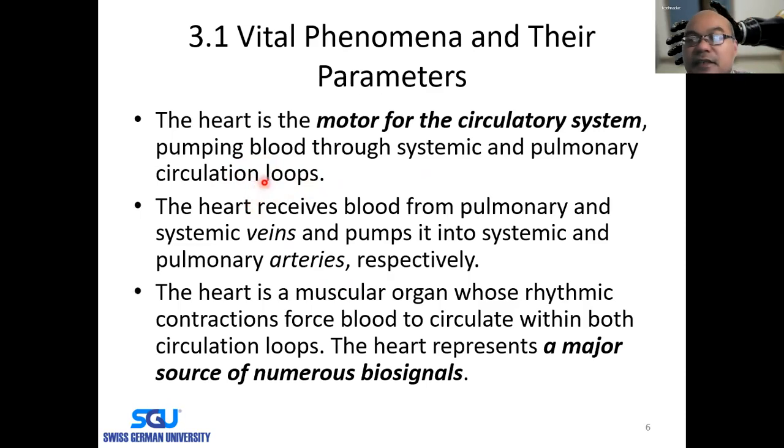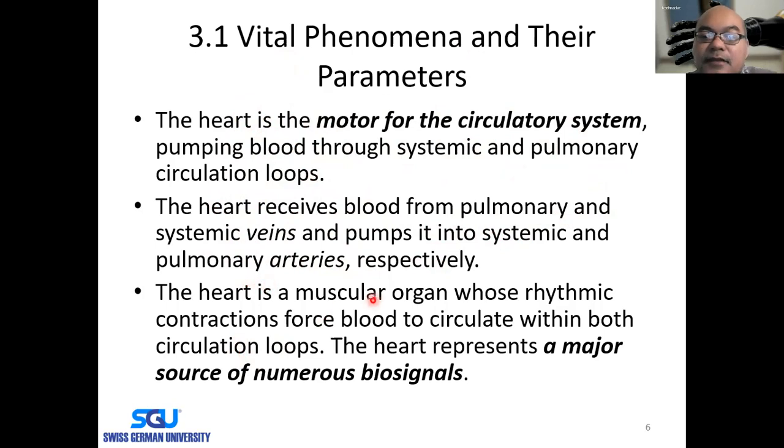So this relates to vital signs. The vital signs indicate whether a person is alive or not. The heart is the motor for the circulatory system, as we have learned from the previous section. It pumps blood through the systemic and pulmonary circulation loops. The heart receives blood from the pulmonary as well as the systemic veins, and then pumps the blood into the systemic and pulmonary arteries respectively.